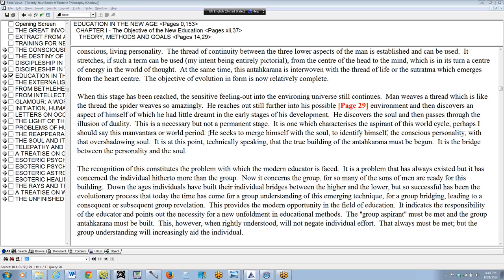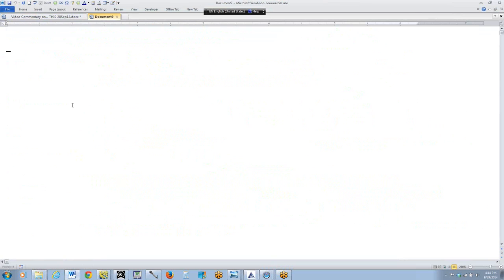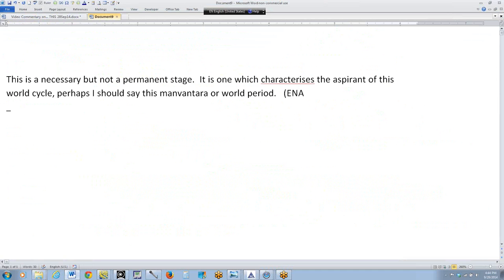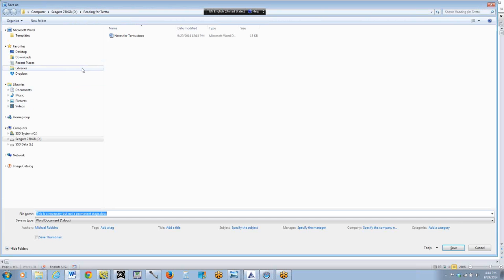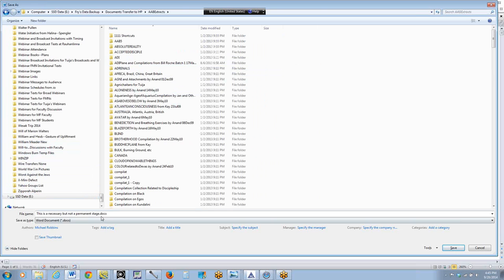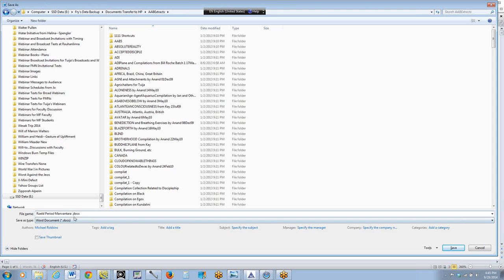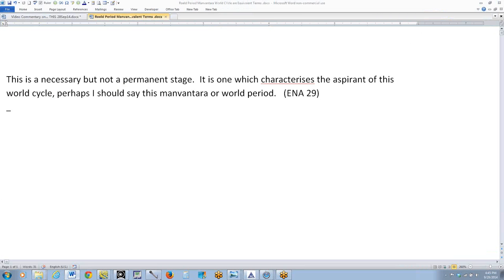Whoa, so there he equates three words: world cycle, manvantara, and world period. I think it's important to make this ENA 29, and I'm going to copy that, if I can, over here into the AAB extracts, and say that world period, manvantara, and world cycle are equivalent terms. So if you ever get this, you will have the benefit of these various extracts.